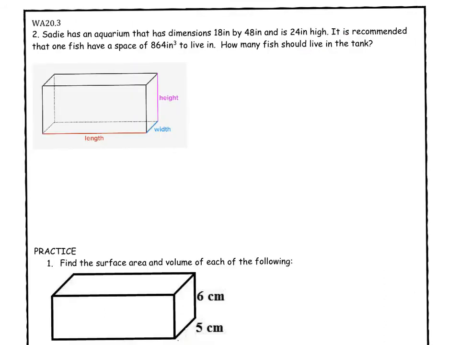Let's look at a word problem here. It says Sadie has an aquarium that has dimensions 18 by 48 and is 24 inches high. So I'm just going to put those on there. It doesn't really matter which is which, but if we go by the picture, probably this is my 48, this is my 18, and this is my 24. And it's recommended that one fish have a space of 864 inches cubed to live in. How many fish could live in the tank? Basically, this is my hint that I'm going to be calculating a volume. So I'm going to figure out the volume of this fish tank, which will be length times width times height. So it's going to be 48 times 18 times 24.